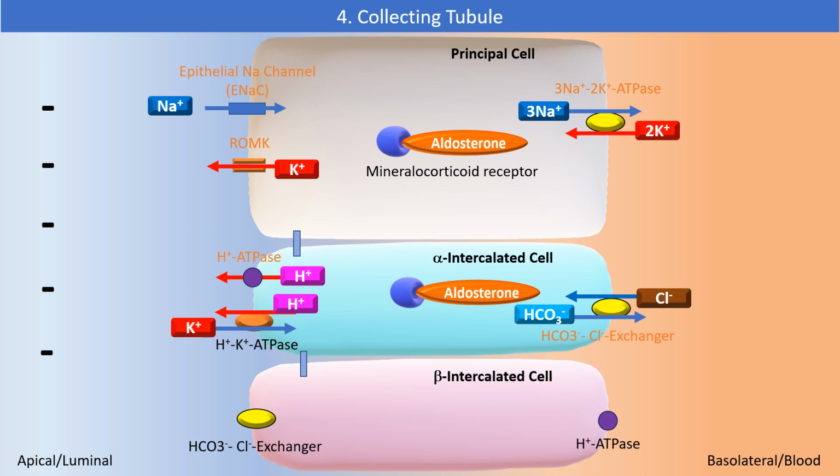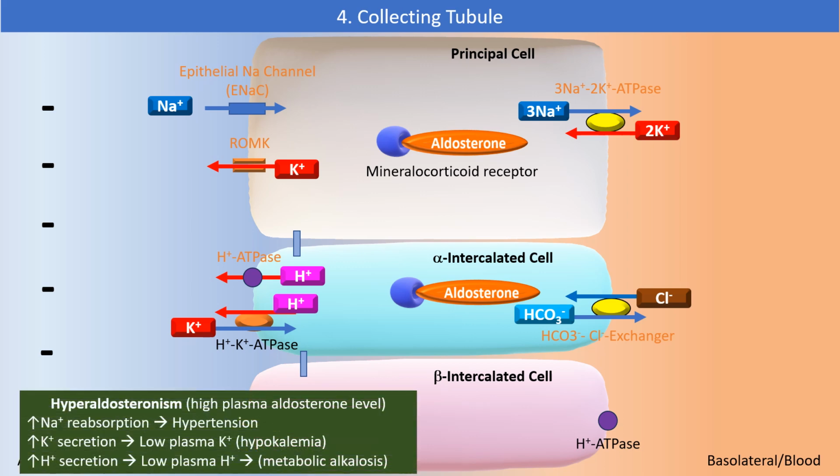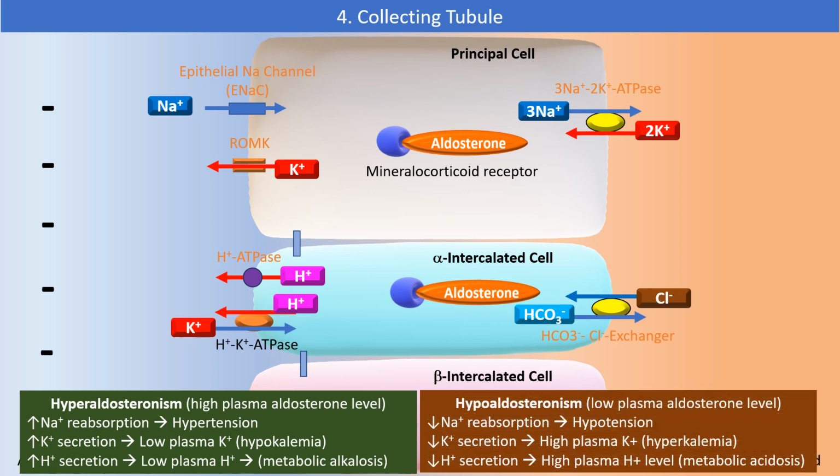Clinically, patients with hyperaldosteronism can present with increased sodium reabsorption, thus hypertension, hypokalemia, and metabolic alkalosis. On the other hand, hypoaldosteronism can lead to the opposite, which is reduced sodium reabsorption, thus hypotension, hyperkalemia, and metabolic acidosis.